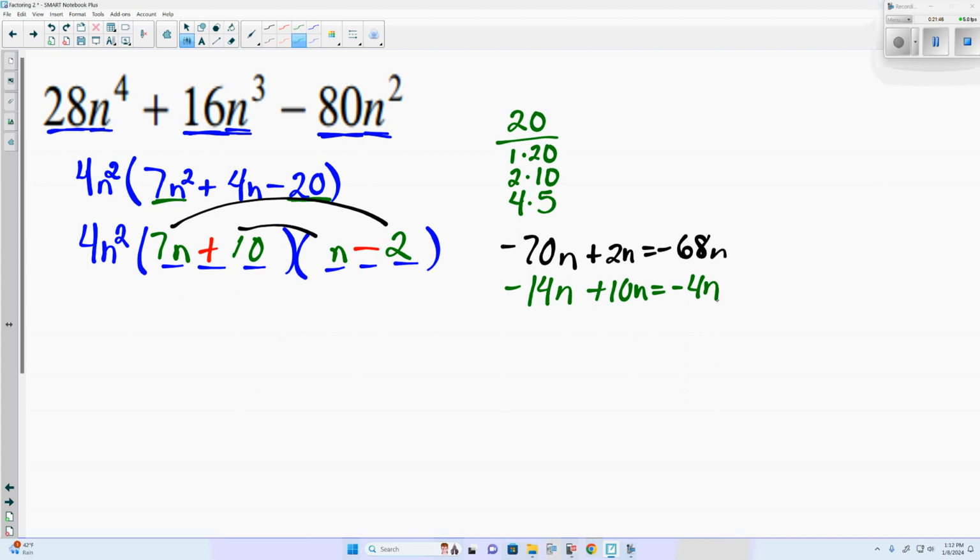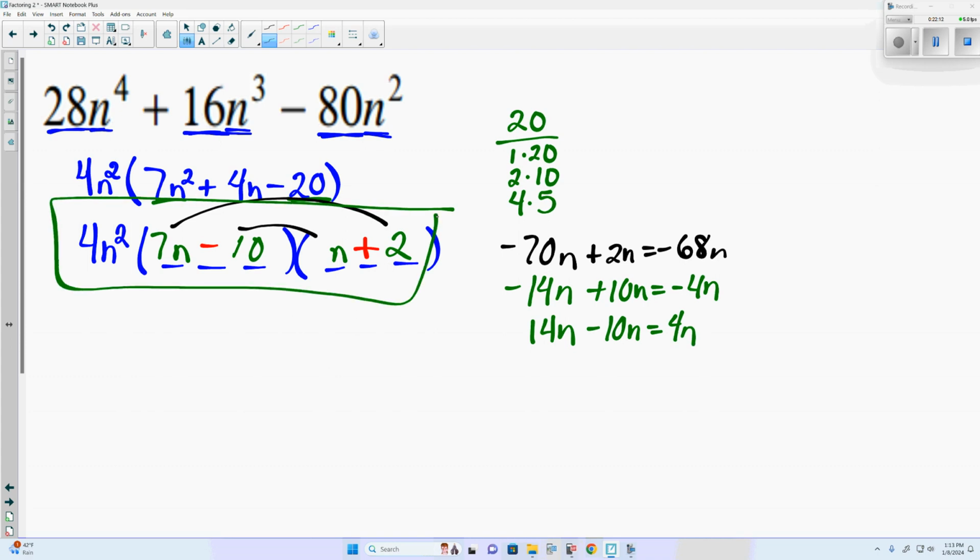So we do have the correct number but wrong sign. And again, whenever we have the correct number but wrong sign, we just need to switch the signs. Because if we check this one more time, 7n times 2 is now positive 14n. Negative 10 times n makes it negative 10n, giving us a positive 4n, which is what we wanted.